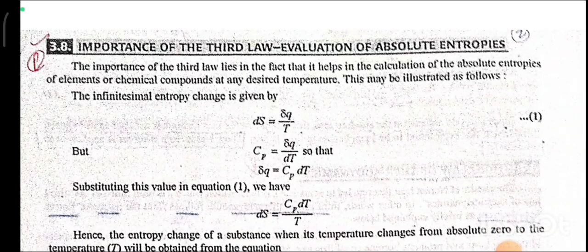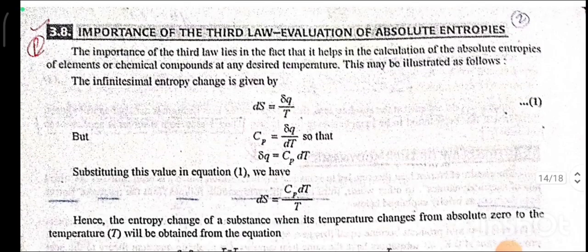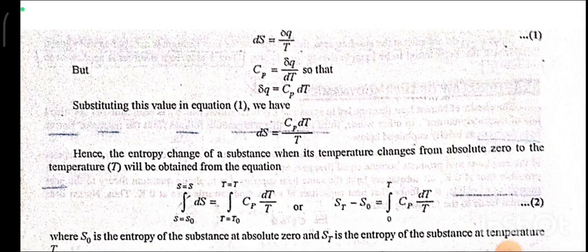Importance of the third law of thermodynamics. The importance of the third law lies in the fact that it helps in the calculation of the absolute entropy of elements or chemical compounds at any desired temperature. The infinitesimal entropy change is given by dS equals del q upon T. Cp is equal to del q upon dT, so that del q is equal to Cp dT. Substituting in equation number 1, we have dS is equal to Cp dT upon T.